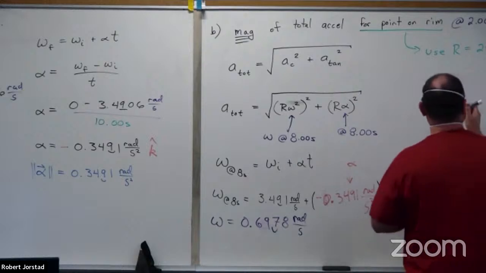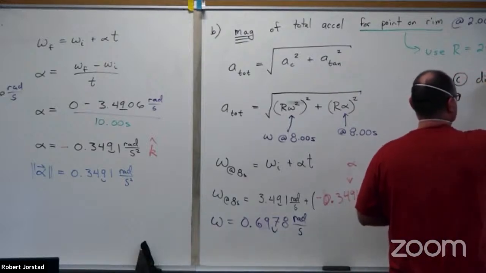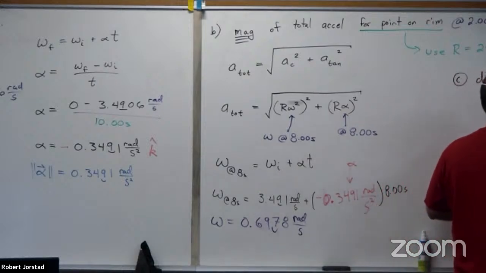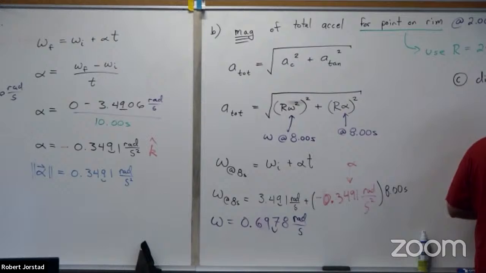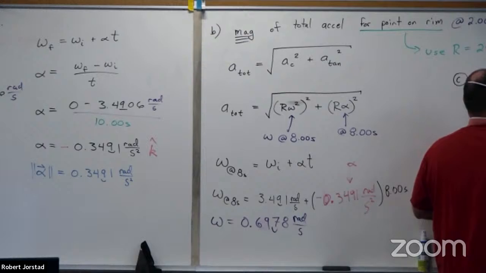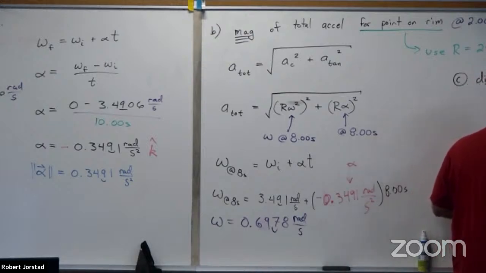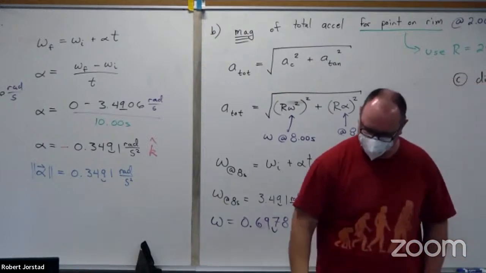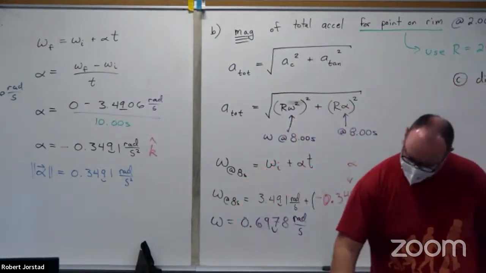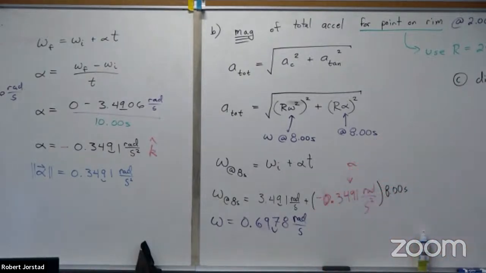Okay, part C. Distance traveled by a point on the rim as the record comes to rest. Or was it 8 seconds? Which was it? As it comes to rest. Okay. I want the distance traveled by a point on the rim as the record comes to rest. What thing am I looking for?